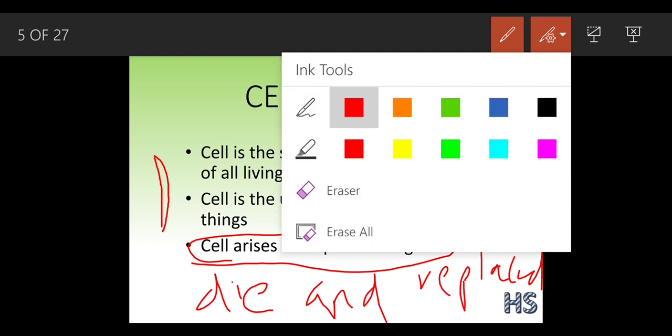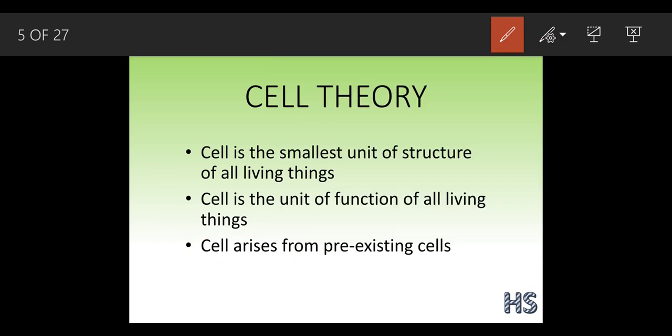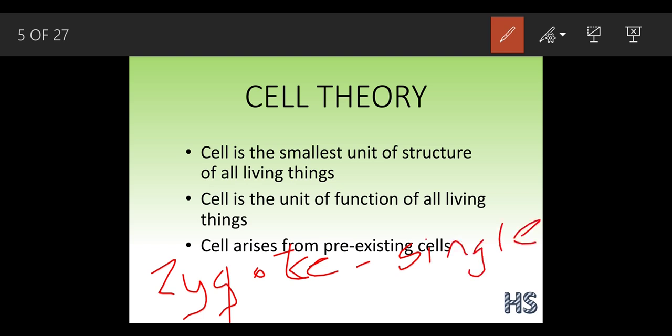All living organisms start their life with a single cell. In humans, we call that single cell a zygote. You have already studied this in your 8th standard. What is a zygote? A zygote is nothing but a single cell.